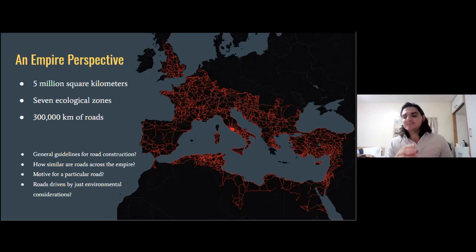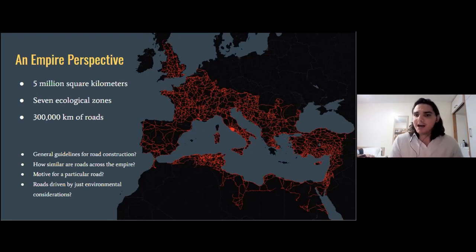Despite this, though, variability in the roads across the Roman Empire has often been overlooked. And I think this is predominantly due to the massive task of collating information on roads, even within a single province. And Britain is really good for this, but it's still quite difficult, let alone for doing that for the whole of the empire.